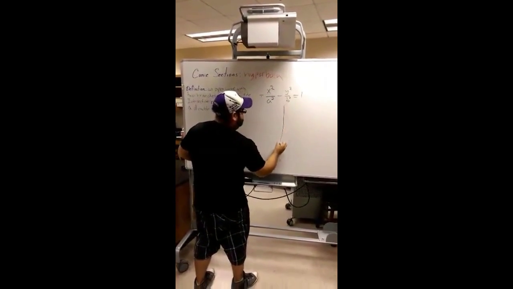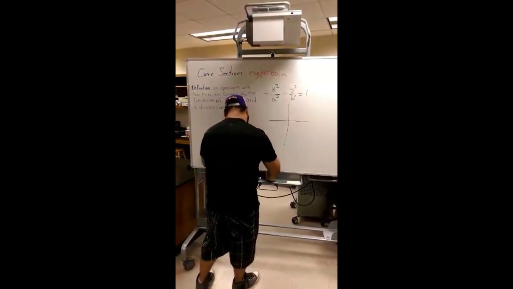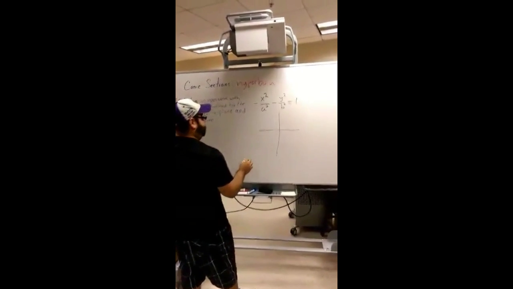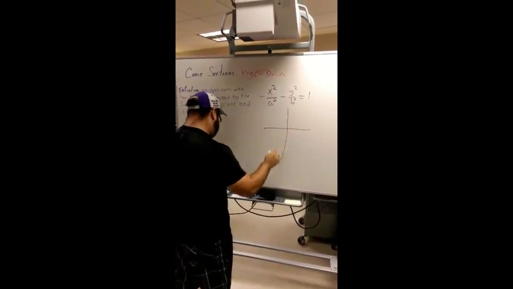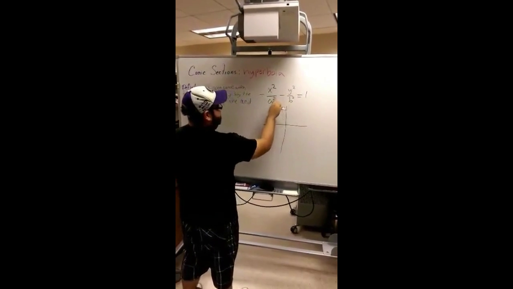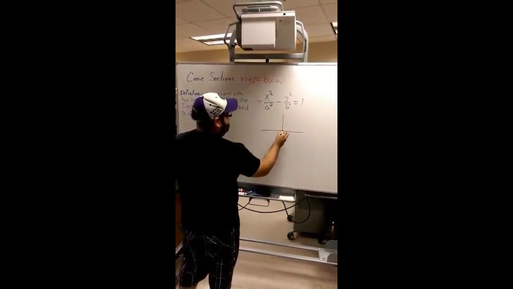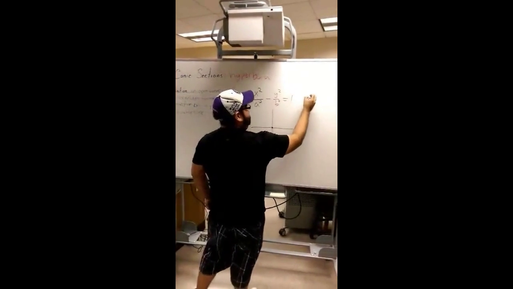So let me regraph this. It's going to look like this. So we know that it's going to be going like this from side to side, and the origin is going to be at 0 because there isn't any. This is a standard form. If it was not a standard form, it would look a little bit like this.